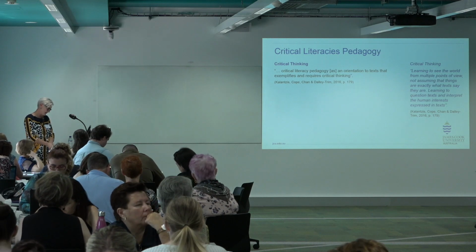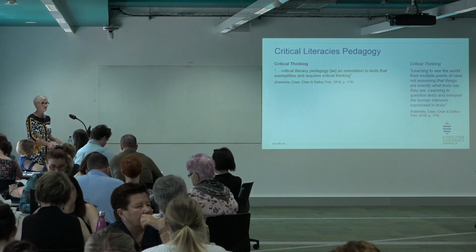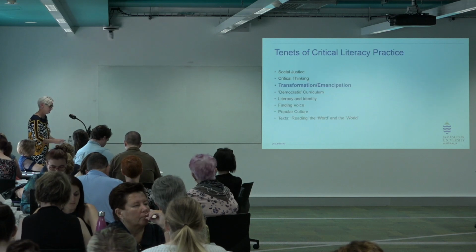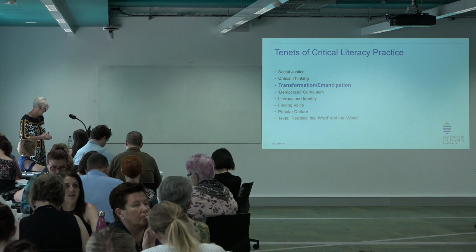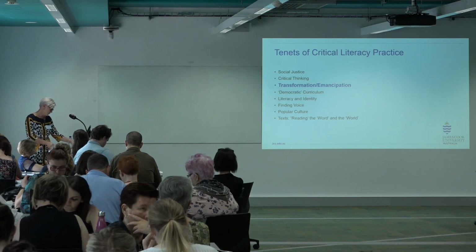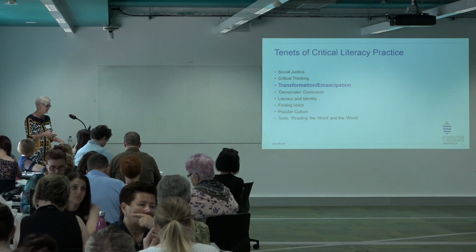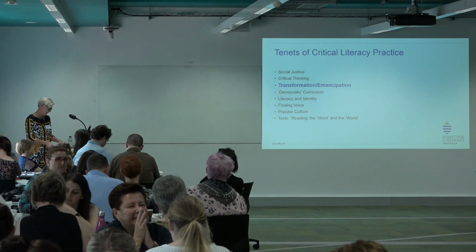And we want them then to come to their own conclusions, but also to be able to make well-reasoned arguments to support what it is that they come to in the end. Okay, so the third tenet of critical literacy practice is the notion of transformation and emancipation. And again, there's a clear link here to the first two, of social justice and critical thinking.